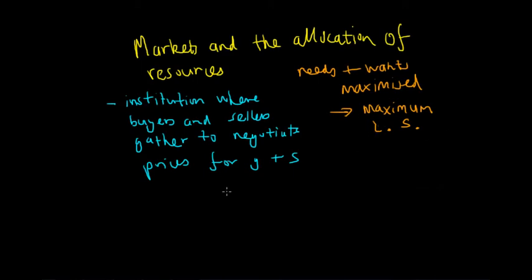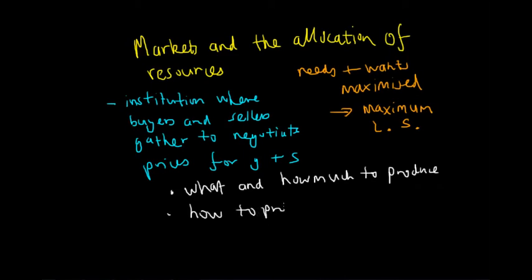Well, this comes down to the three fundamental questions of economics, the functions of an economic system. First of all, what and how much to produce, second of all, how to produce, and third of all, for whom to produce. These are the three fundamental questions that we are about to answer.